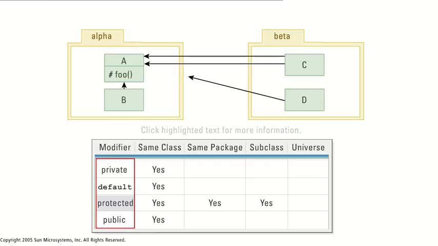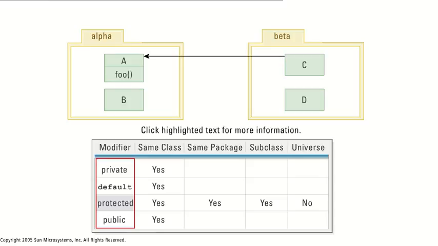Now the B and the C classes have access to the foo method, but the D class is still rejected. Now with the protected access modifier, classes in the same package can access that method, and classes in a different package that inherit from the class can also access those attributes or those methods marked protected. And since the C class inherits from the A class, it is allowed access.